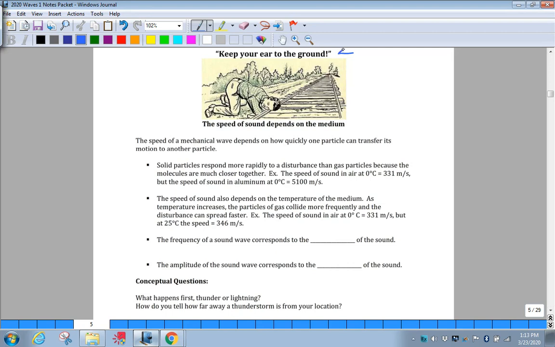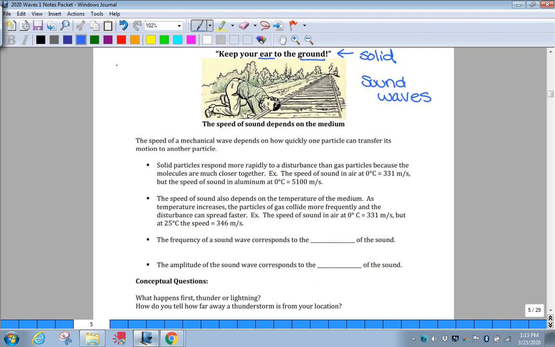Okay, keep your ear to the ground. Well, usually when people tell you that, it means look out for things coming your way. And the reason that this should make sense is because the ground is a solid material. Why might it be better to listen through a solid than through air, which is a gas? This is related to how sound waves travel through different media.